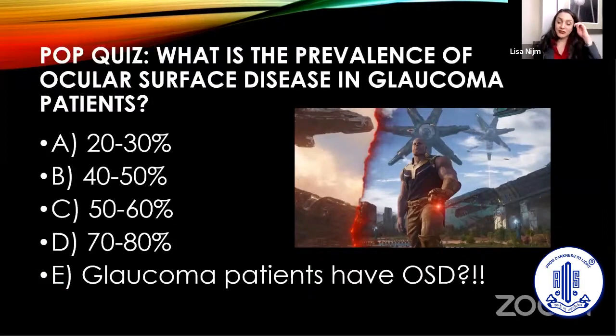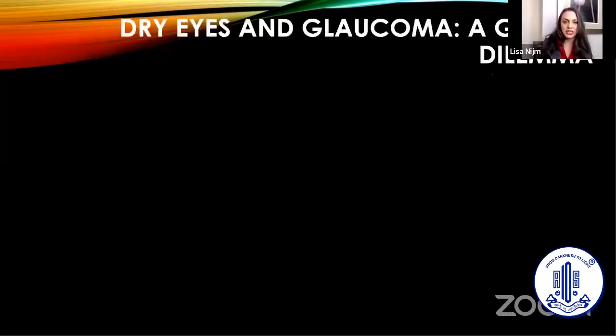I think of ocular surface disease as Thanos. So everything bad, when he comes, when ocular surface disease is there, it wreaks havoc on the entire eye and the entire globe, and especially in combination with glaucoma. So hopefully, the good thing about being virtual is I can't see whether you got this right or not, but hopefully everybody chose B, because it's about 40 to 50% prevalence of ocular surface disease in glaucoma patients.